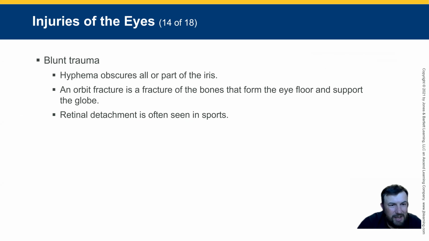Blunt trauma to the eye. Hyphema occurs when blood collects in front of all or part of the iris, obscuring it. The orbit fracture is a fracture of the bone that forms the eye floor and supports the globe. Retinal detachment is often seen in sports.